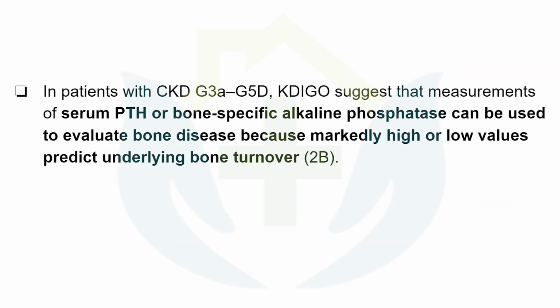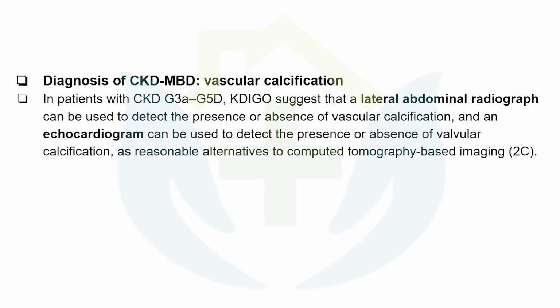So PTH and bone-specific alkaline phosphatase are used to evaluate the bone disease. High levels of these two parameters indicate a high turnover disease, and low levels of PTH and low bone-specific alkaline phosphatase indicate a low turnover disease.